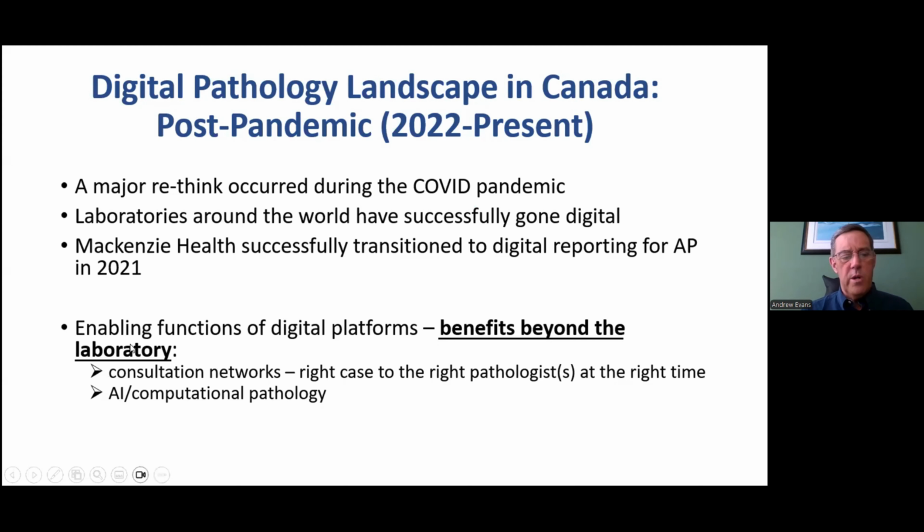And then I think it's important to look just beyond the four walls of the lab. This has been said by many who work in the digital pathology space: that the enabling functions of digital platforms provide benefits that go well beyond the laboratory. If we develop consultation networks where the right case goes to the right pathologist at the right time, and then we also enable the emerging tools in artificial intelligence and computational pathology, we've really started to leverage the full benefits that go beyond an individual lab.